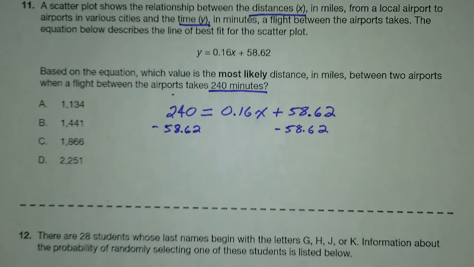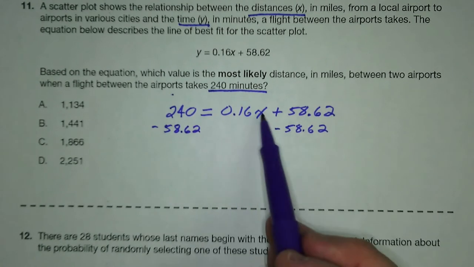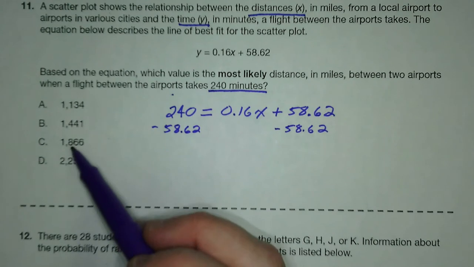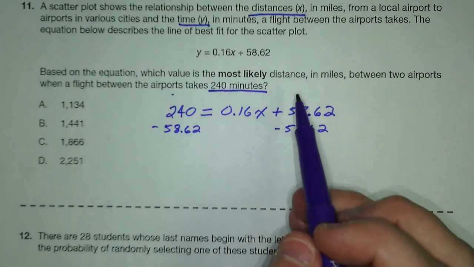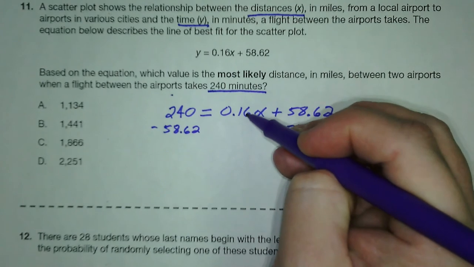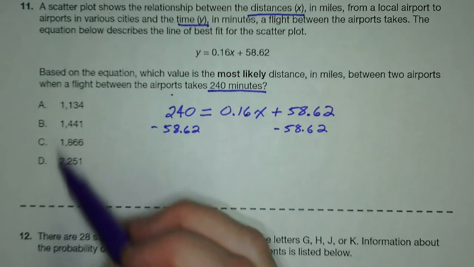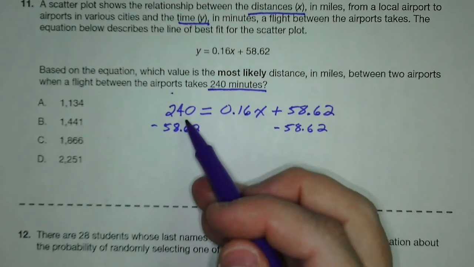Calculator time. I'm assuming we're going to get a decimal answer, and that's why they say most likely, because they have clean looking answers over here. So I'm going to assume, this is just a guess, that x is not going to be exactly one of these, but it's going to be darn close. Anyway, calculator time.